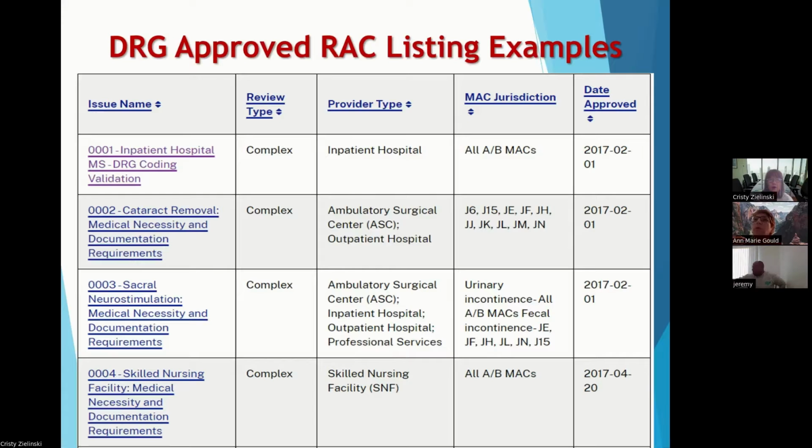Now, our DRG approved review listing examples. Now, these are just a couple examples that I pulled right from CMS. As you can see, the inpatient hospital MSDRG coding validation, that's the most complex. And it's all MACs, which are your Medicare audit contractors. Those are the ones that review for all inpatients for medical necessity to make sure they're meeting medical necessity to stay in the hospital. It's all across the board. And this is all national. And this has been going on since 2017.